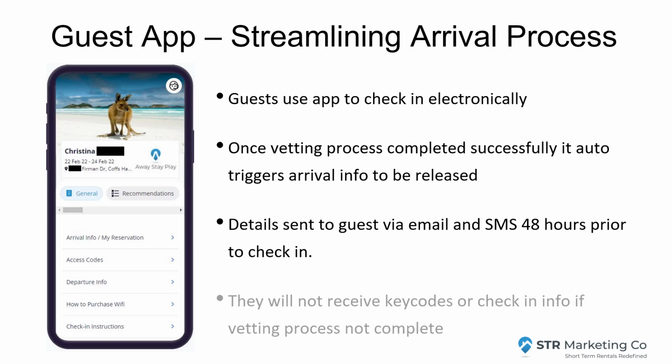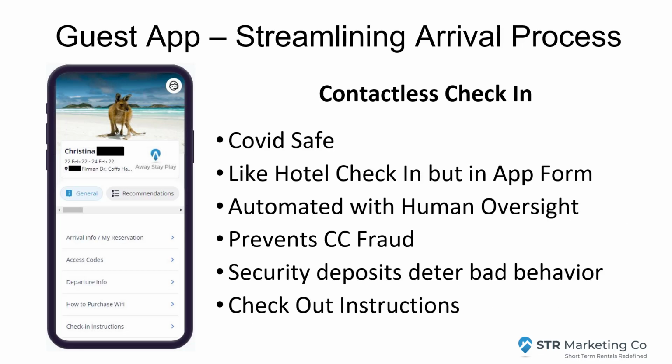Basically they will not receive the key codes or check-in info if the vetting process is not complete. So we have to make sure that everything that we spoke about earlier in the vetting is all good to go. And once it is, that'll trigger the release of this information to them. That way, if there are any issues or problems, we can stop the guest getting access to your property. It's also a method of contactless check-in, so it's COVID safe. It is actually something we implemented during COVID. It's basically like a hotel check-in, but in app form.